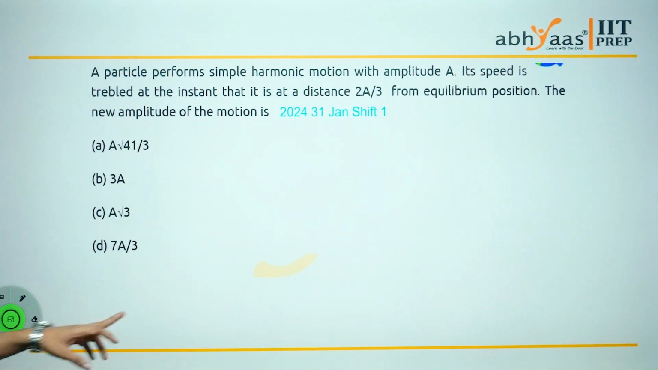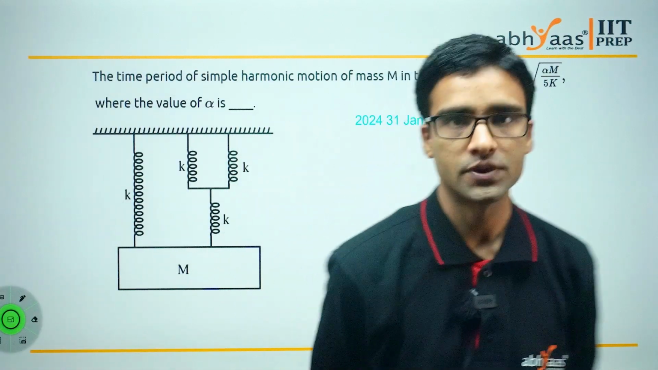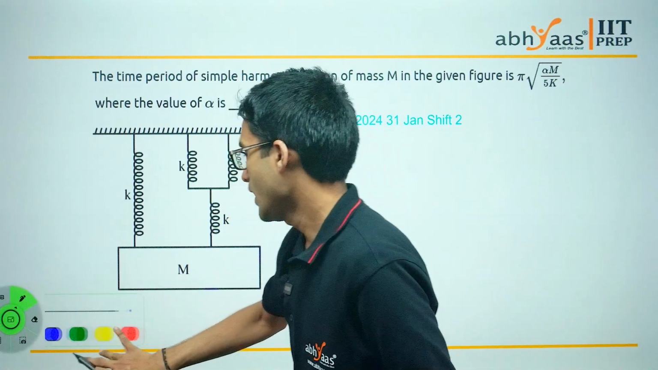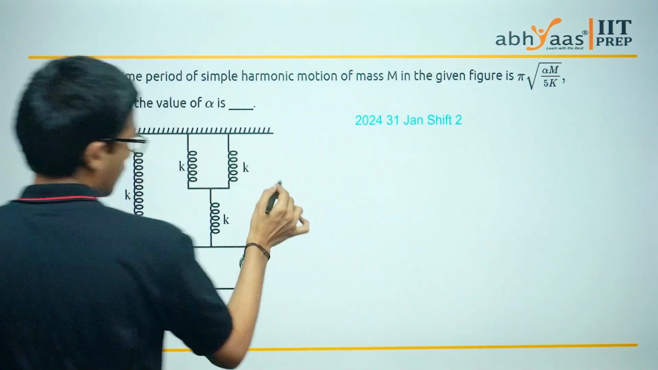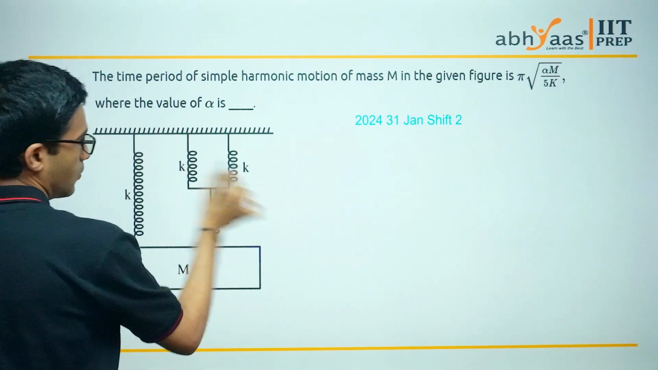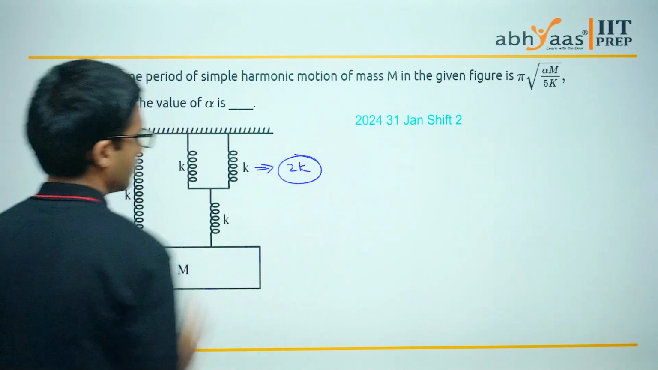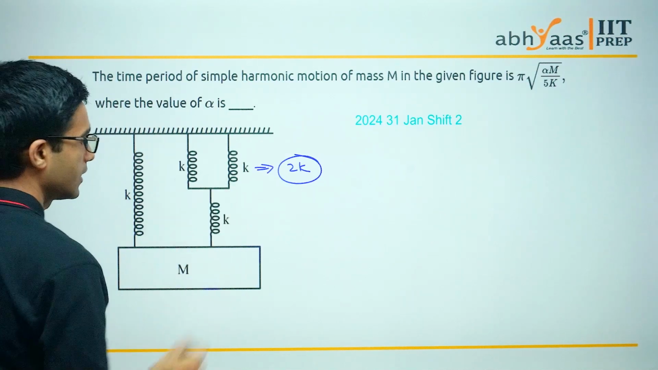Now going to the next question. Here springs are there, and initially these are in parallel. So if you want to calculate, in parallel you get k equivalent as k plus k, that is 2k.